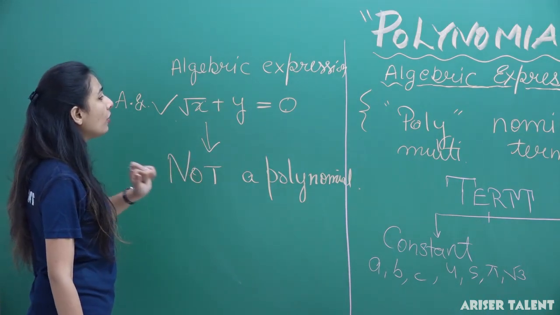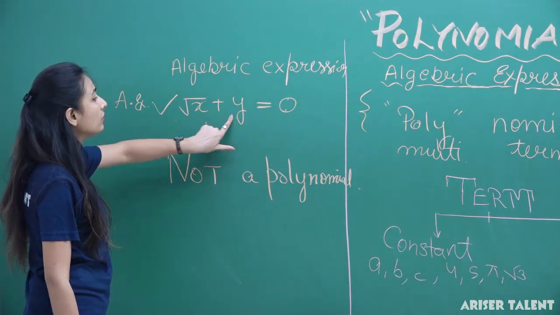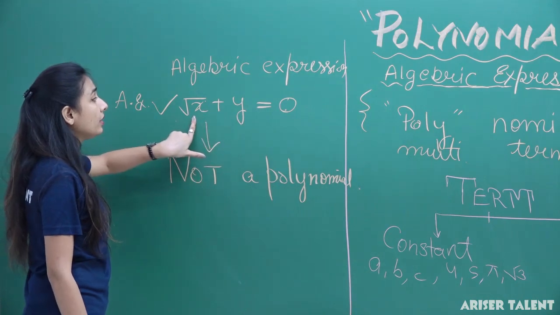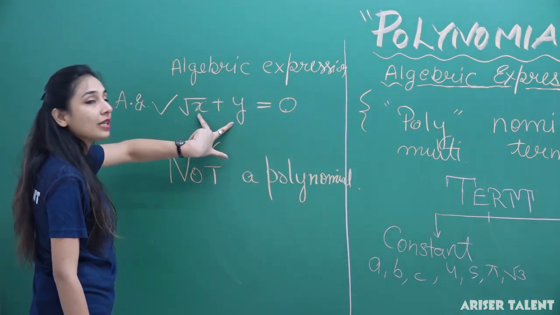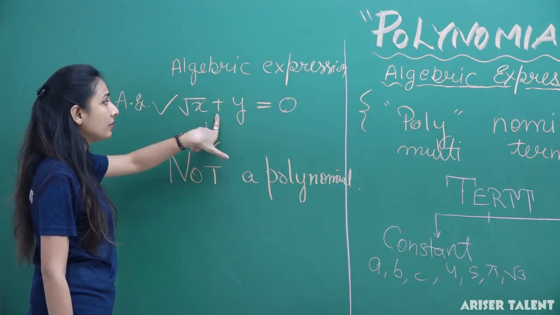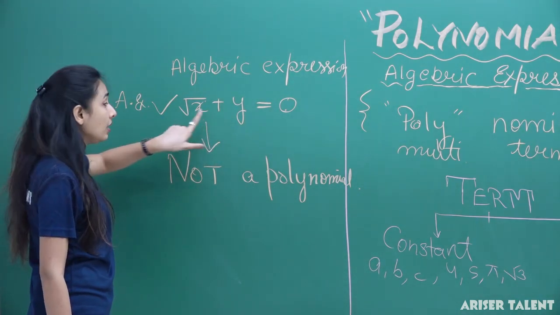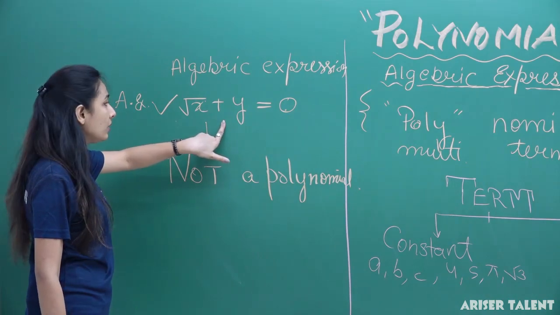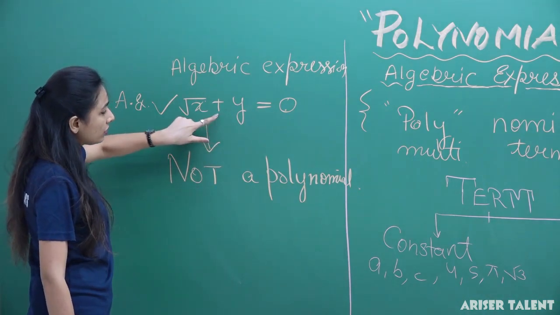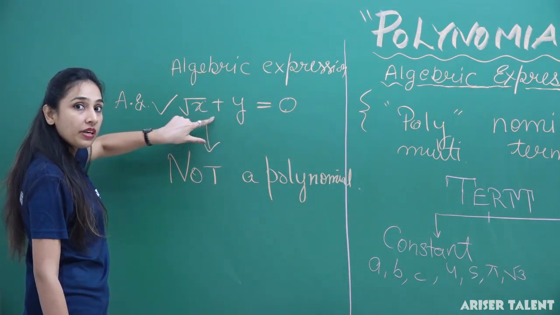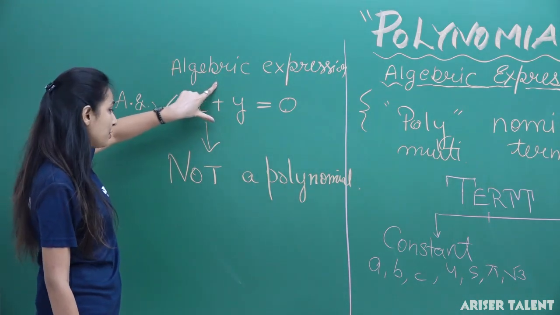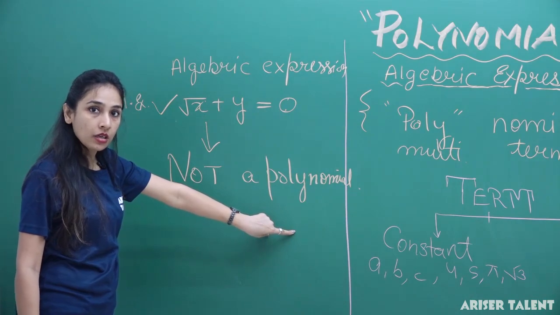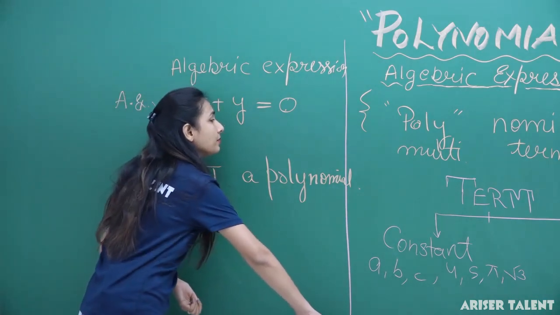I have told you about a term. So this is a term here. Now this is something with addition and subtraction. I have told you two terms will be added or subtracted and will form a polynomial. So what is wrong in this particular expression, that it can be called an algebraic expression, but not a polynomial?